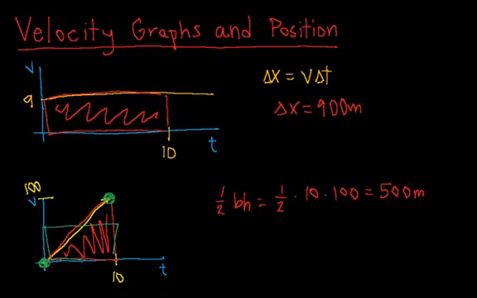You need to use the average velocity. Now, the average of 100 and 0, 100 plus 0 divided by 2, is 50. And you can find the area under this rectangle as 50 times 10, which is the same thing as 500, and we end up with the same answer.